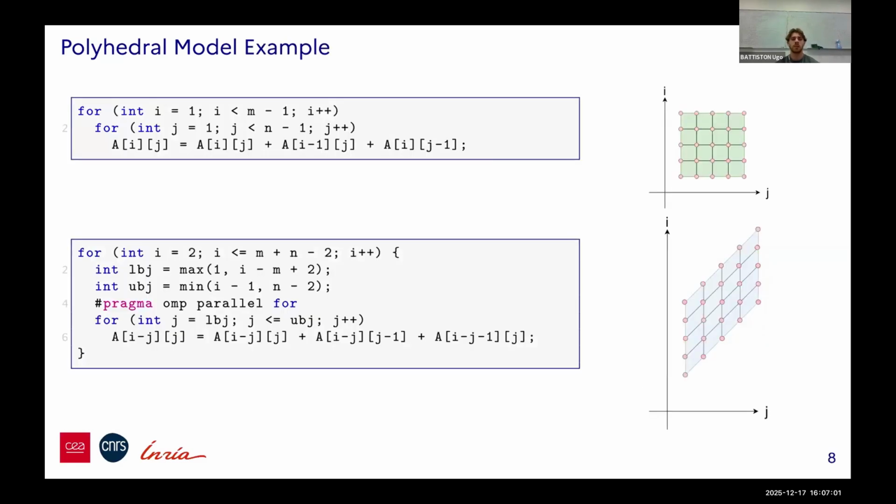So a real example with this stencil. On the top, we have a basic stencil with a dependence on the previous i iteration and the previous j iteration. So we cannot parallelize i or j, but with a basic skewing transformation, we can obtain the blue iteration domain, and we can parallelize the second j loop.